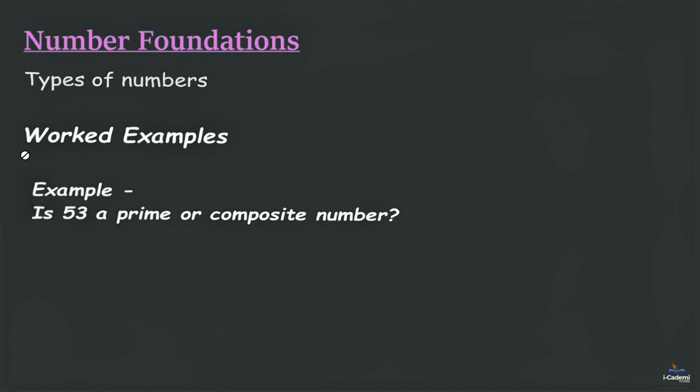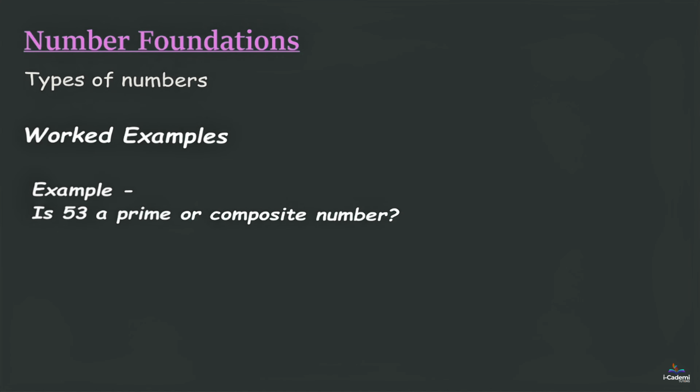Now we move on to apply all we have learned with some worked examples. In this first example, the question is: is 53 a prime or composite number? To answer this, we need to recall the definitions we just discussed. A prime number has exactly two factors, 1 and itself. A composite number has more than two factors. The first step in our example is to find the factors of 53. We need to determine if any number other than 1 and 53 divides 53 without any remainder.